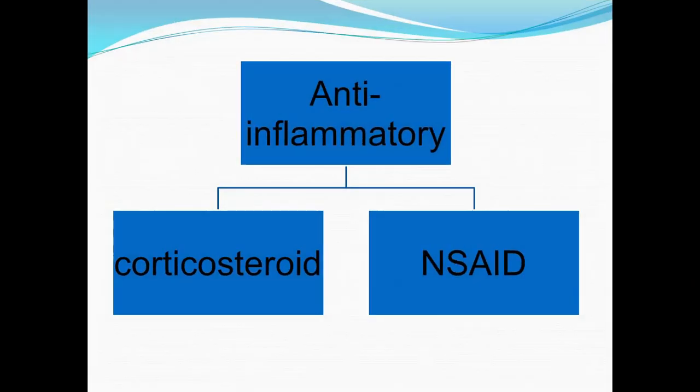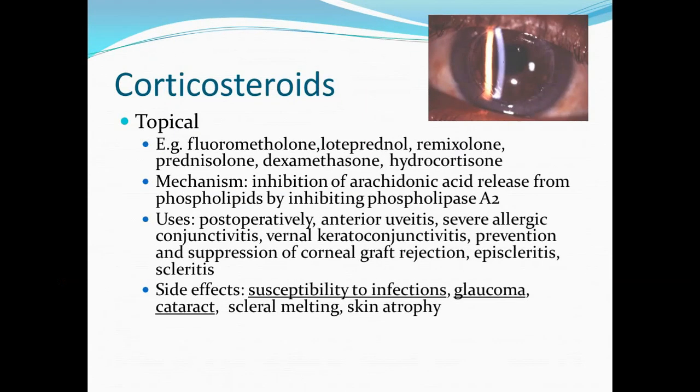So the next group of drugs that we'll be discussing are anti-inflammatory drugs, which are very commonly used in ophthalmology. There are mainly two groups of drugs under that. The first one is corticosteroids. The second one is non-steroidal anti-inflammatory drugs. Corticosteroids, again, you have topical and systemic. The common topical corticosteroids which are used are fluorometholone, loteprednol, rimexolone, prednisolone, dexamethasone, and hydrocortisone.